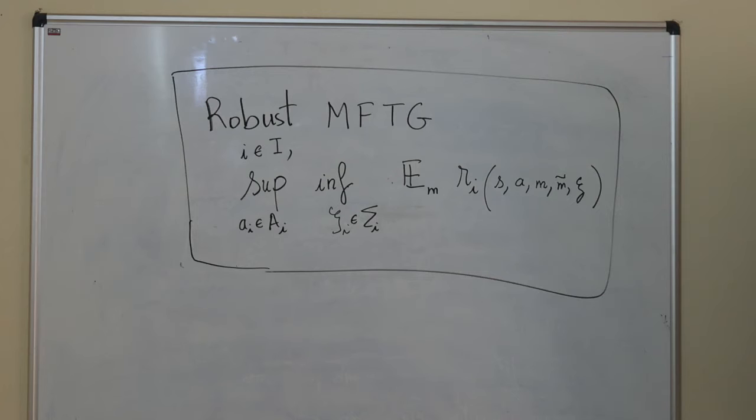Then the same thing should be done for mean field type games. So what we call a robust mean field type game depends on the state for each of the agents. It depends on state, action profiles, distribution of state, distribution of action profiles, but also on uncertainty. And now the uncertainty is picked among an uncertainty set, and we take the worst case uncertainty. So that will lead to robust MFTG.